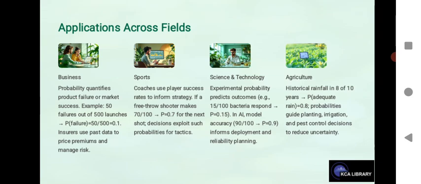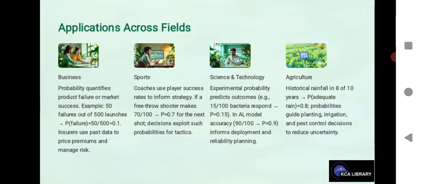So let's look at applications of probability. Probability is very applicable in business because probability quantifies product failure or market success. Example, 50 failures out of 500 launches. The probability of failure is 0.1, that is 50 over 500. Insurance uses past data to price premiums and manage risk.